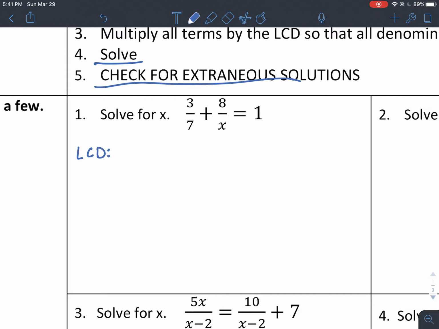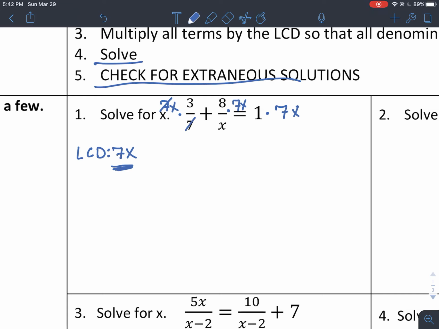I know it's been a while, but the least common denominator always comes from combining the denominators. So 1 is 1 over 1. So we would combine all of these things. It would just be 7 times x. So 7x becomes the least common denominator. The new thing that happens in these, though, guys, is that we have to multiply everything by this 7x. So we multiply the first term by 7x, we multiply the second term by 7x, and we multiply the last term by 7x. The reason you have to do that is because you want the denominators to go away.